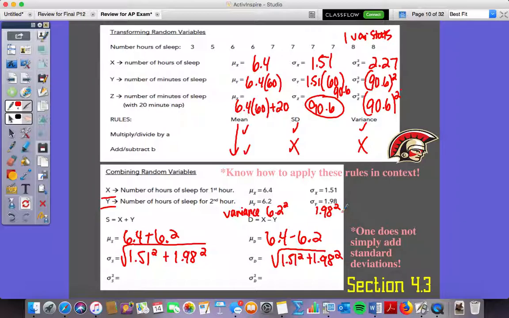All right, so what we would do is just say 6.2 squared plus 1.98 squared. That would be it. So 6.2 squared plus 1.98 squared, and that's it. Okay? All right, are y'all good on that? Okay, cool.